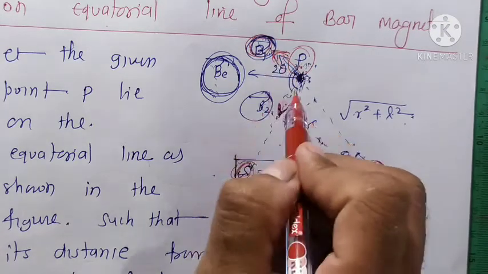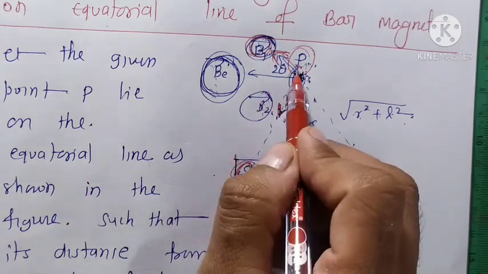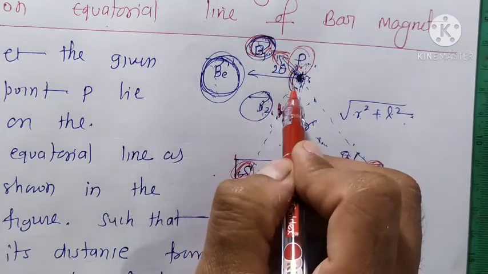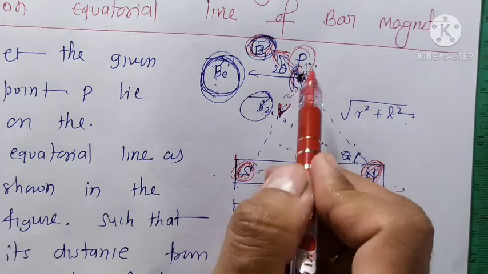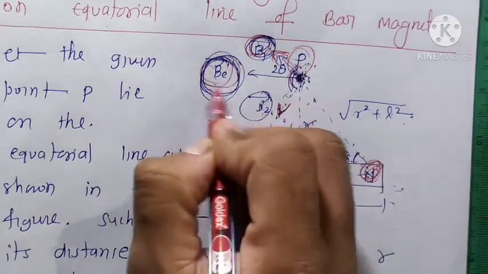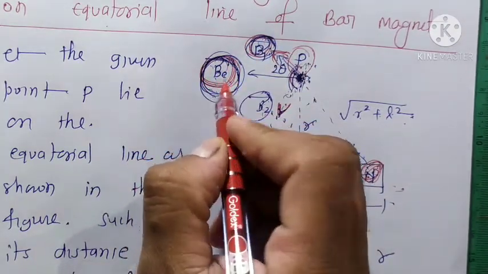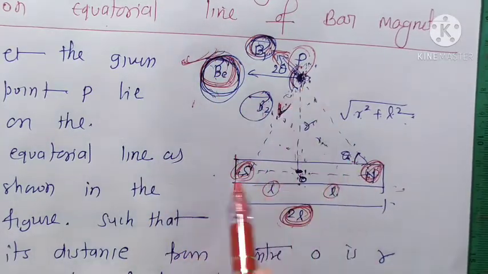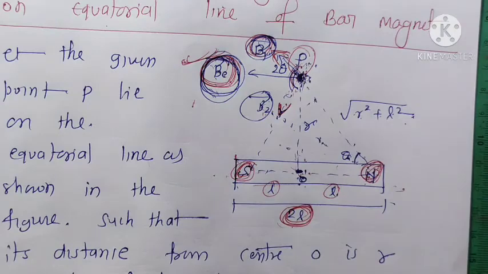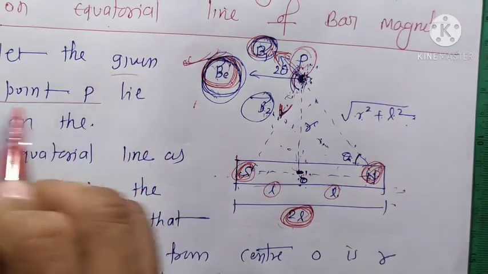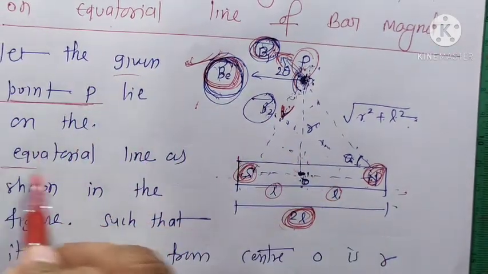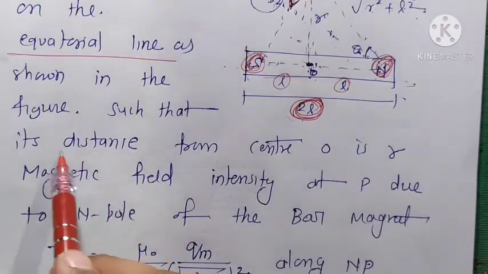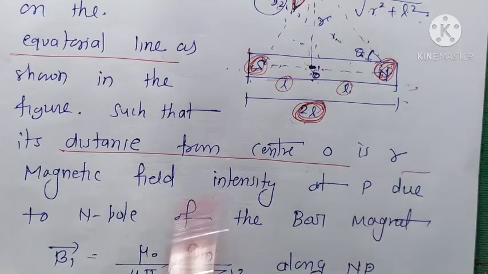So both magnetic field intensities make an angle 2θ, I mean the angle between both of them is 2θ. Then the resultant magnetic field intensity at point P is B_E. Now we have to find this resultant magnetic field intensity at point P due to this bar magnet. Firstly, let point P lie on this equatorial line as shown in the figure, such that its distance from the center O is r.